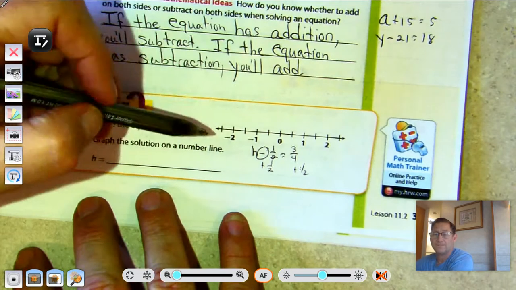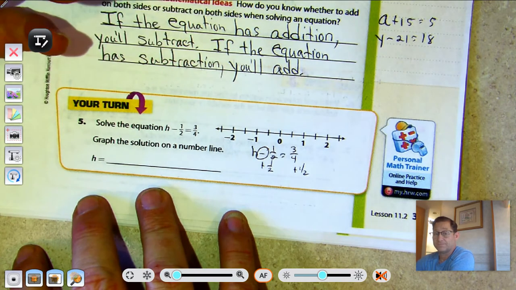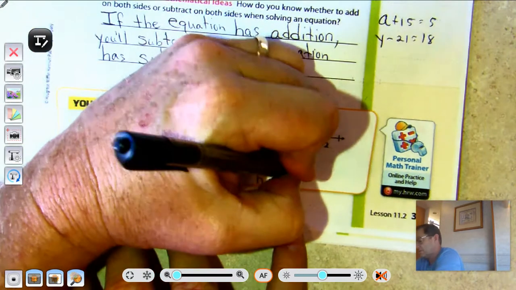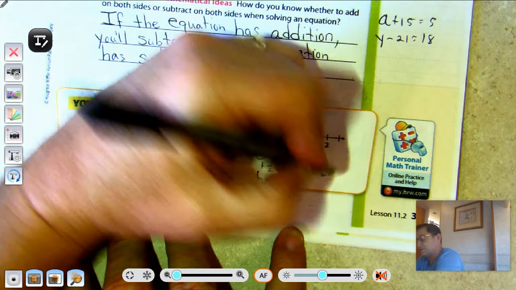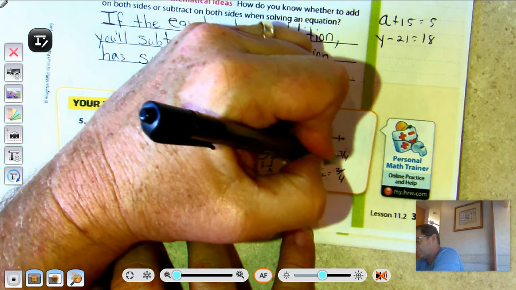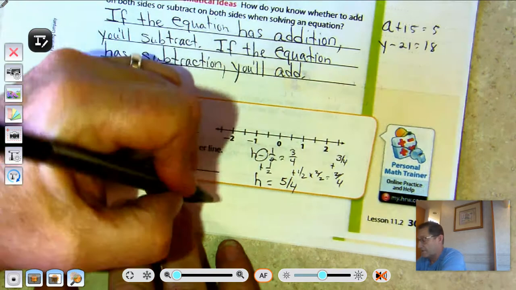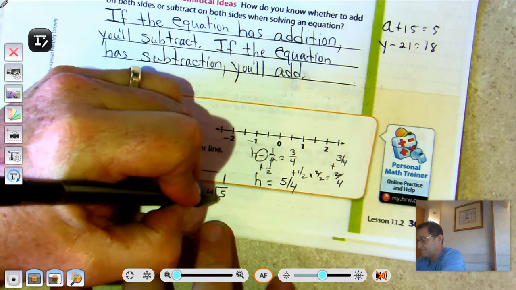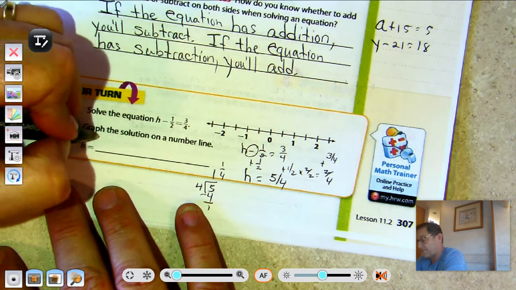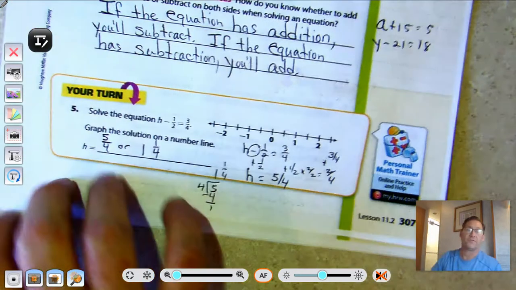Okay, 1/2 plus negative 1/2 is 0, right? So that leaves me h, and 3/4 plus a half. Well, let's multiply 1/2 by 2 over 2 to get same denominators. And so we have 3/4 plus 2/4, which is 5/4. Or I can also rewrite that as 1 and 1/4. So h is 5/4 or 1 and 1/4.